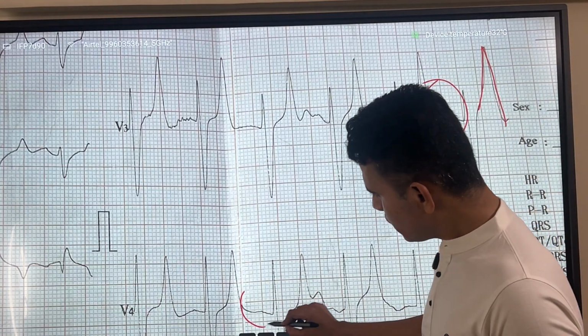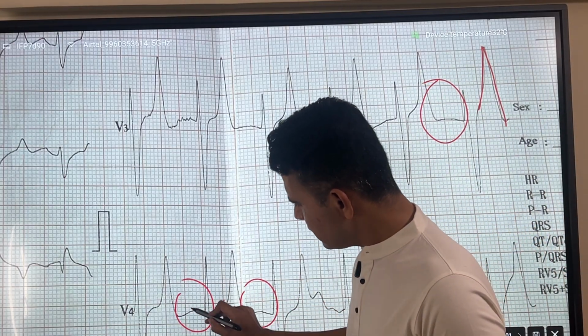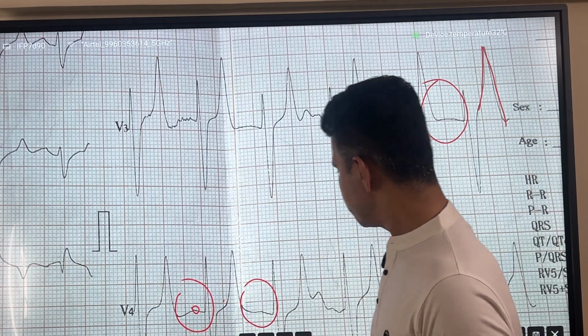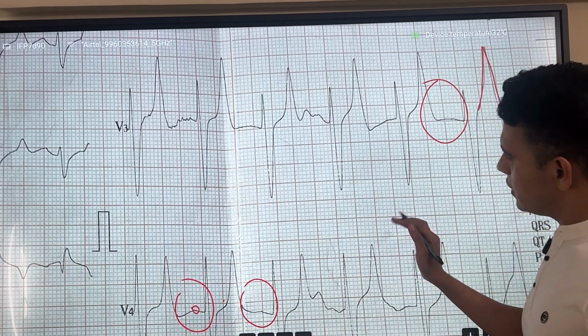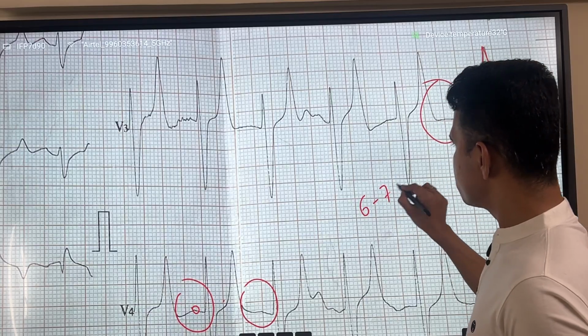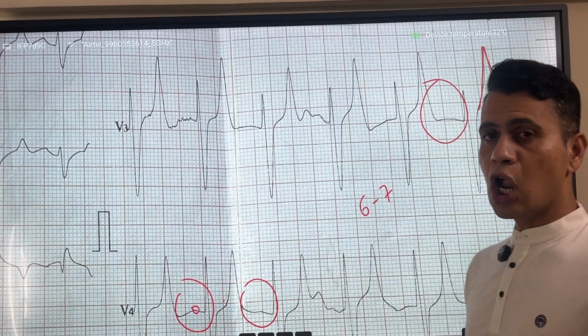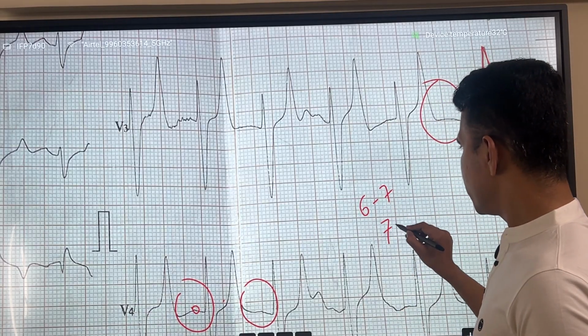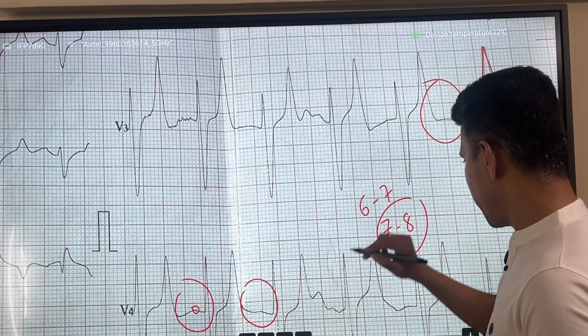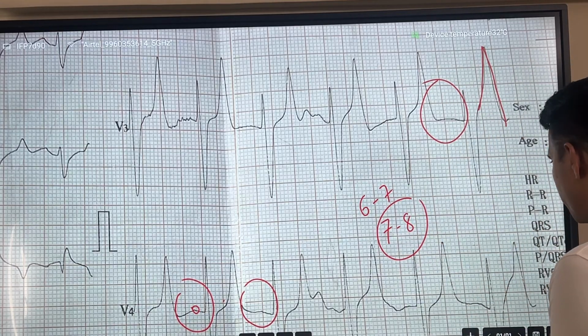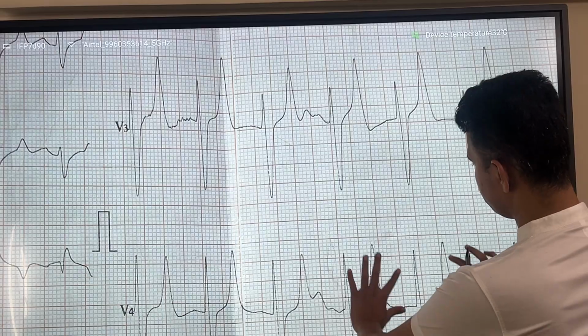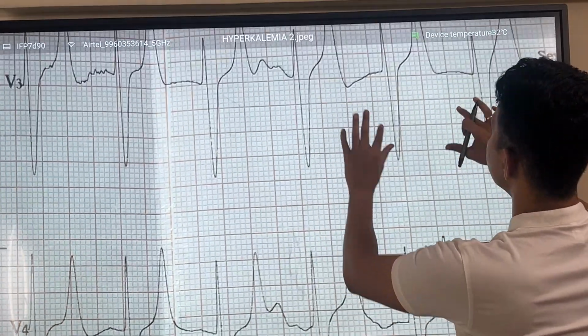The P wave is not very well visible here. It is there, but it is very small. It means the potassium must be 6 to 7, and as the P is getting lost, the chances are very high that the patient has potassium of around 7 to 8. As we can see, the QRS is already wide.